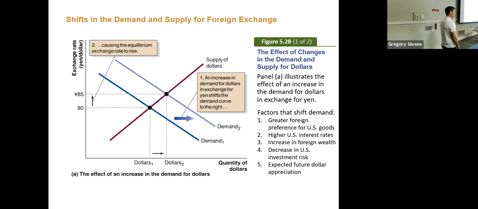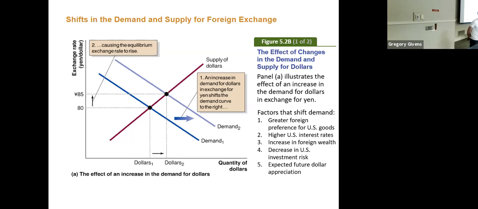Let me do one other interesting one here, an expected future dollar appreciation. What happens to the demand for dollars from abroad if those investors think that the dollar is going to strengthen in the near future?